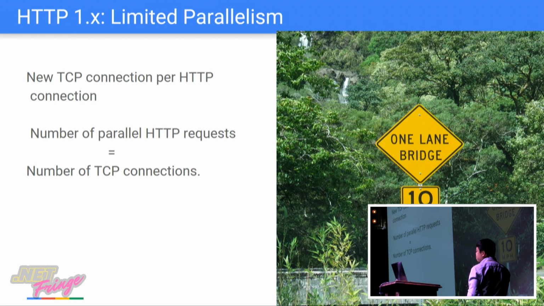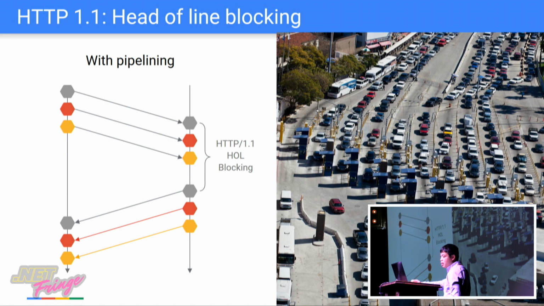For HTTP 1, the parallelism is limited. Each HTTP connection requires a TCP connection. The number of parallel HTTP requests requires the same number of TCP connections. In HTTP 1.0, there is not even pipeline support. You can only send a new request after receiving the response of the previous request. In HTTP 1.1, HTTP pipelining is introduced to address the problem.